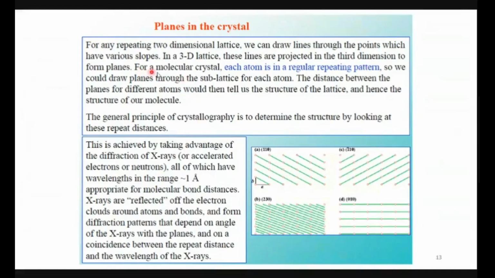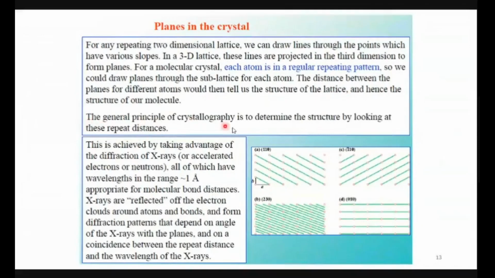Okay, so for a molecular crystal, each atom is in a regular repeating pattern. So we could draw planes through the sublattice for each atom. The distance between the planes of different atoms would then tell us the structure of the entire lattice. If you can measure the distance between atoms, like here, the distance between these two atoms is A, these two atoms is B, these two atoms is C. Okay, if you can measure the distance between the planes for different atoms, it would tell the structure of the lattice and hence the structure of the entire molecule.